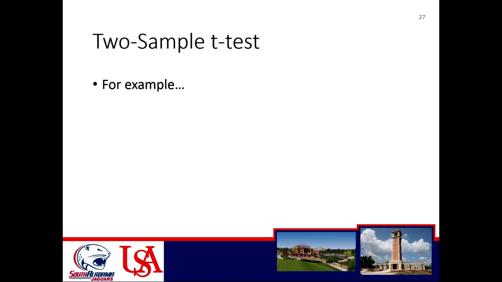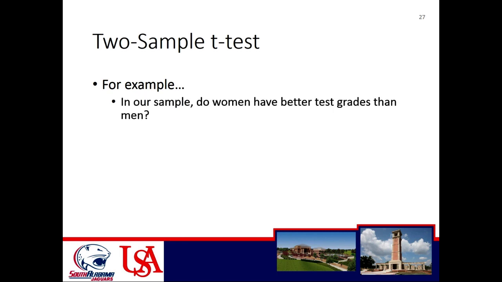So what are some questions we can answer with a two sample t-test? We could have a classroom, we could give a test, so the test would be our measured outcome variable, and we could measure whether people on that test were males or females, men or women. We could do a two sample t-test to determine, do women have better test grades than men on this test? So the grouping variable would be gender, and our measured outcome would be test grades.